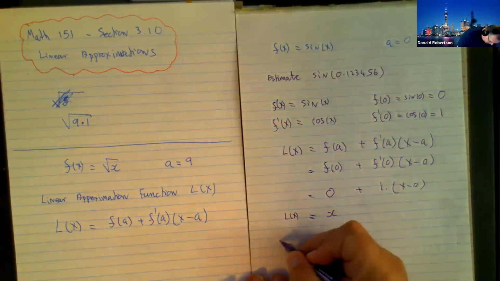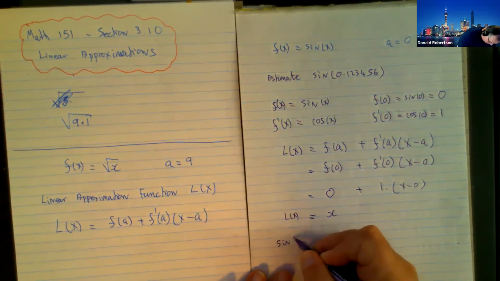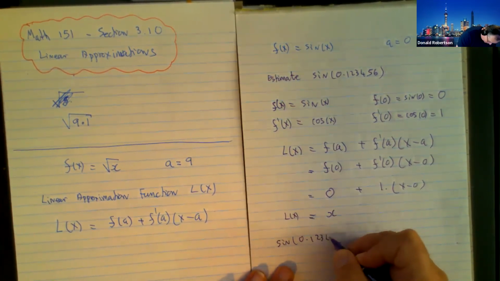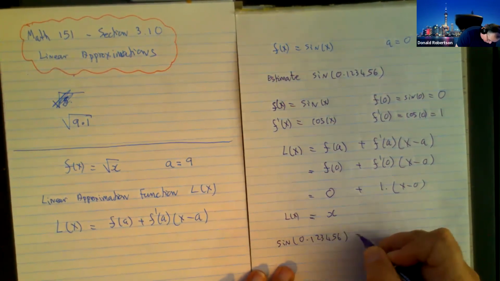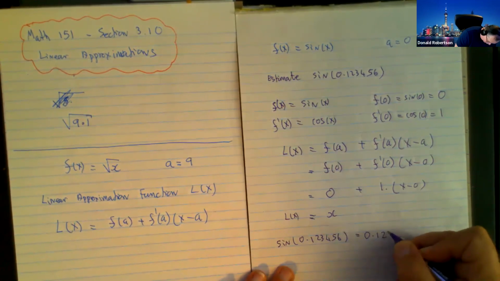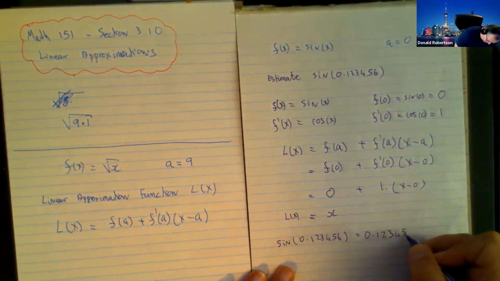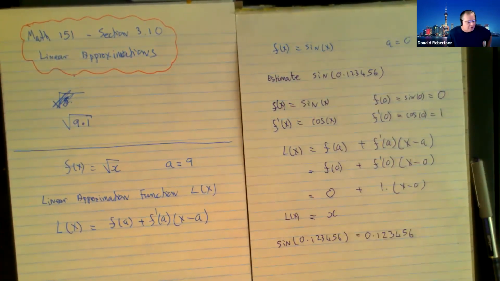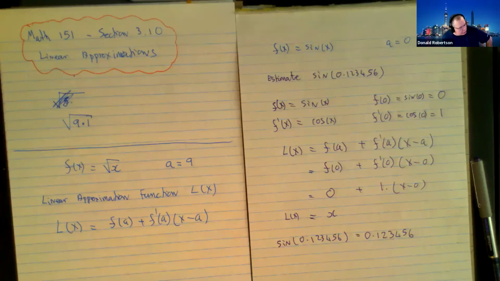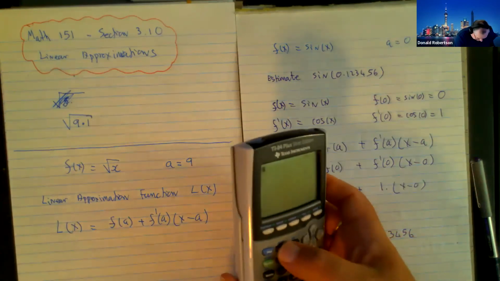So if I want to find an approximation for the sine of 0.123456, according to the linear approximation, shouldn't the answer be 0.123456? Mm-hmm. So the sine function, at least when you're close to 0, has the same value as x. Right, I'll go into my calculator and we'll do a mode.